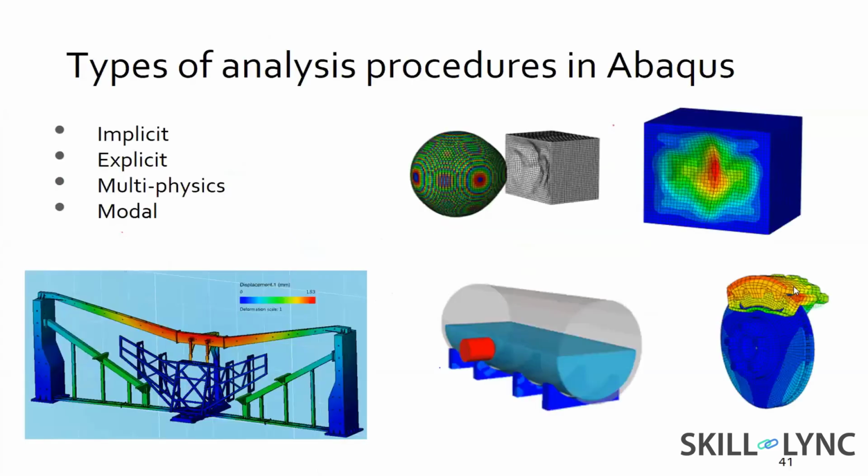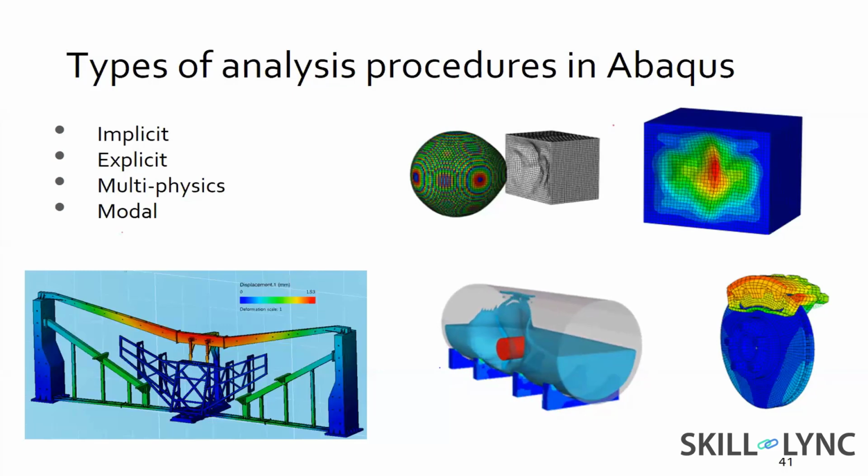So we'll briefly look at what Abaqus FEA software is and what its capabilities are, and we are borrowing examples from earlier. The main types of analysis that Abaqus is capable of are implicit, explicit, multi-physics, and modal analysis. Implicit means physical events that can be modeled over an extended period of time, or in other words, time does not really have an effect on it.